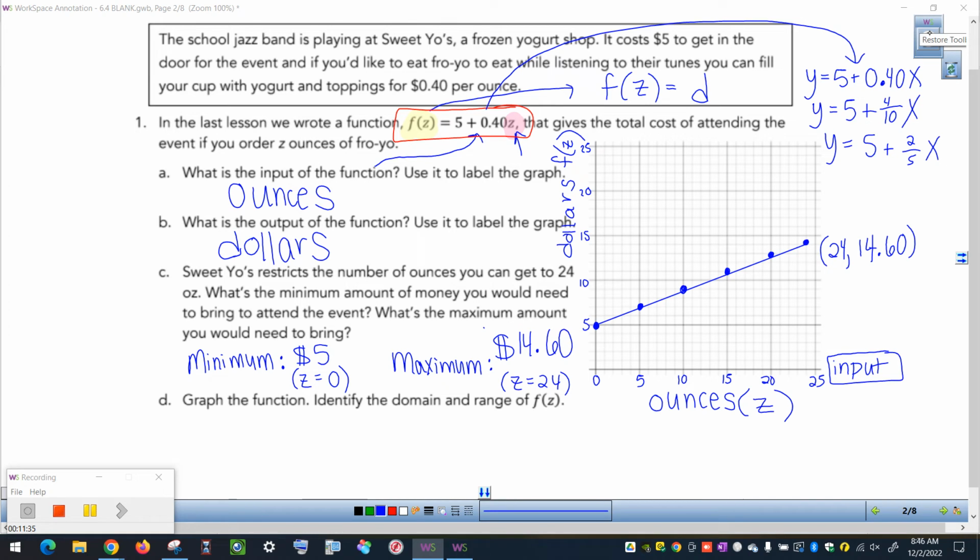All right, so now the graph that we've made is going to allow us to identify the domain and range of this function. So what the domain is, I'd love for you to write this down. We've seen this word before, but let's just review. The domain is representing all possible inputs.